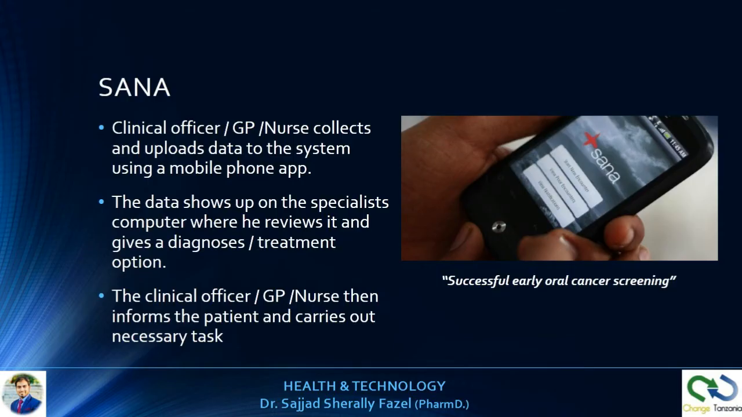A normal medical officer, a GP or a nurse, who are in good number in rural areas where there are no specialists, they look at the patient, they fill in the details in this application, and wherever needed, they take photographs of the disease and click send. Once you click send, it comes to a referral hospital where there's a specialist sitting at a computer. He goes through the information and gives a diagnosis or a treatment. If need be, referral happens.